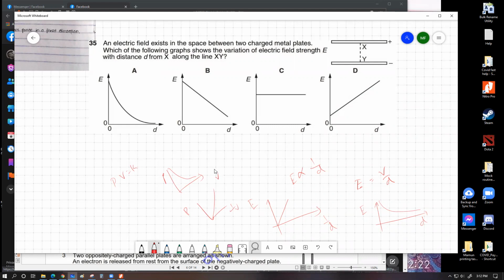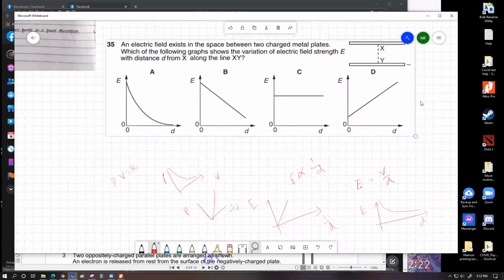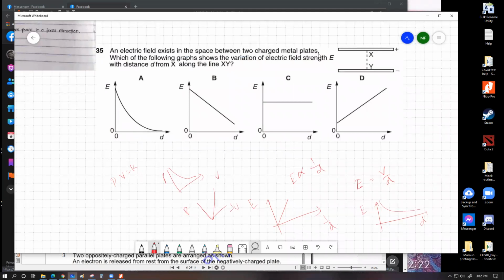So this is one type of question. However, question number 35, this one is slightly different. Let's have a look at this question and read it. An electric field exists in the space between two charged metal plates. Which of the following graphs shows the variation of electric field strength E with distance D from X along the line XY?